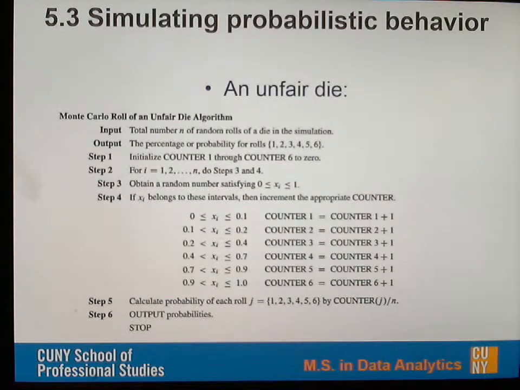And also an unfair die. Essentially, the probability differs between different ranges. For example, this particular range covers 0.2 to 0.4, but here the difference is only 0.1. Here the difference is 0.2, and here the difference is even 0.3. So different areas have different probabilities.